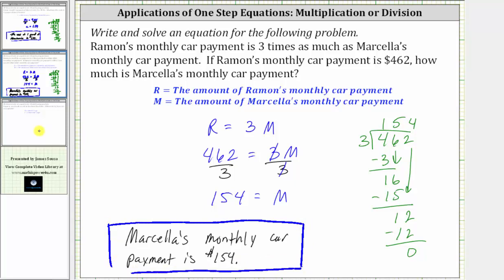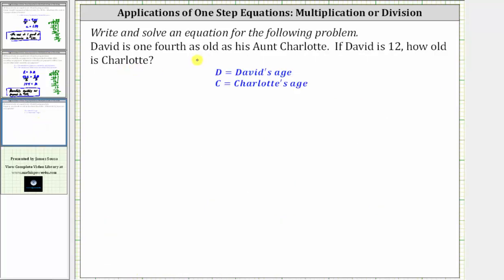Let's look at one more example. Here we're told David is 1/4 as old as his Aunt Charlotte. If David is 12, how old is Charlotte? For this problem, we'll begin by defining 2 variables, where D equals David's age and C equals Charlotte's age. And again, our goal here is to write an equation that relates D and C, and we're told David is 1/4 as old as his Aunt Charlotte, which means D is 1/4 of C, which gives the equation D equals 1/4 C or 1/4 times C.